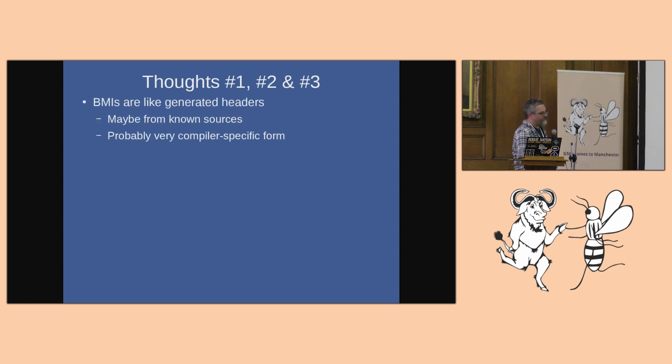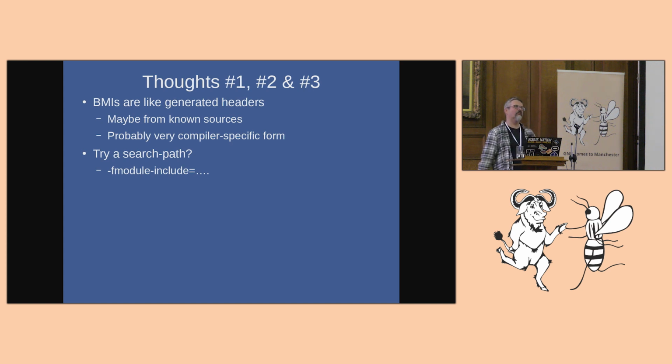Yeah, so they're like generated headers. They're from sources that we actually have. The answer is yeah, you have the source to the thing that the BMI is built from. And they're different across different versions of the compiler and different compilers. So let's not lock them down.